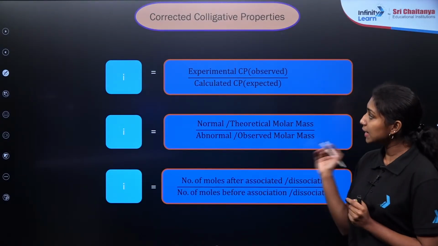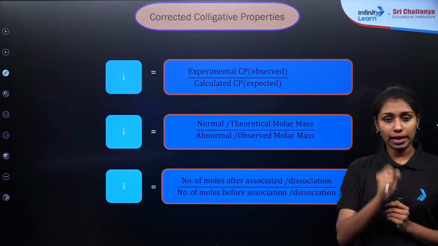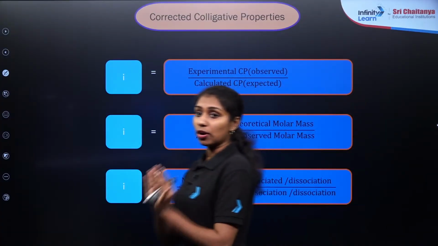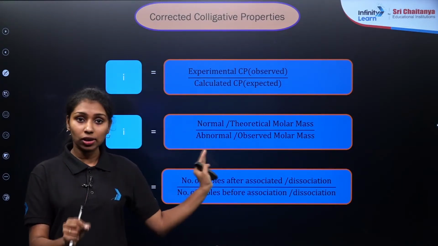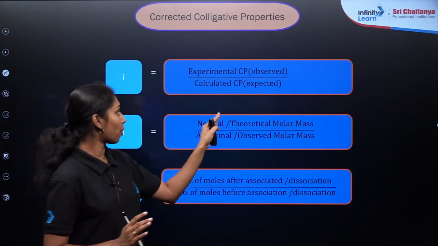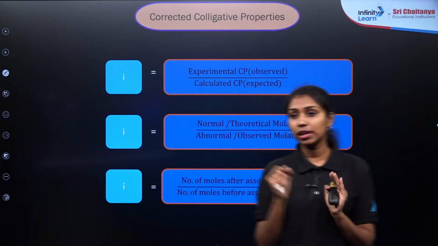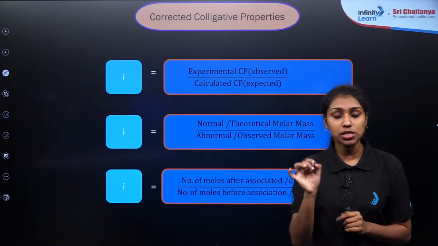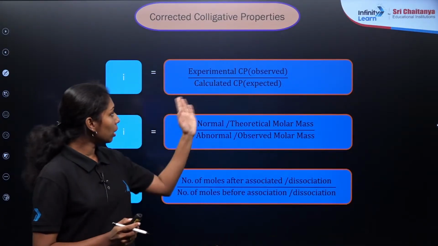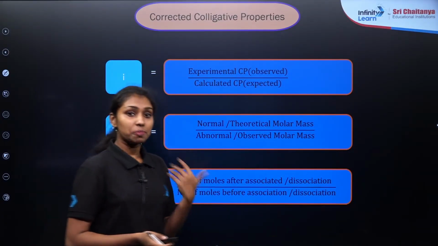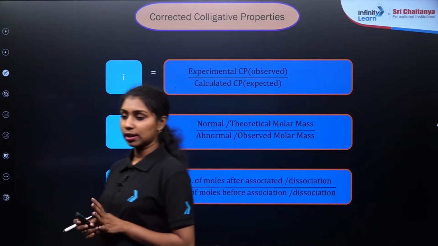So we can define these equations as 3 types. If you are talking about the colligative property only, we can find the value of the Van't Hoff factor as experimental colligative property, which means our observed colligative property, divided by calculated colligative property, or the expected colligative property. This is the first equation to find the Van't Hoff factor using the colligative property. This colligative property can be elevation in boiling point, depression in freezing point, osmotic pressure, or relative lowering of vapor pressure, and so on. Clear?